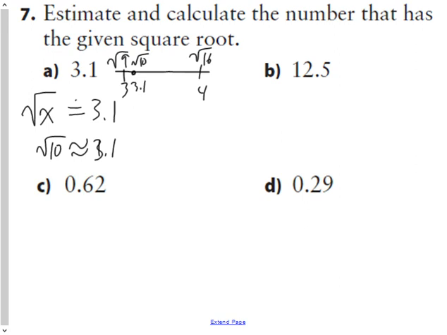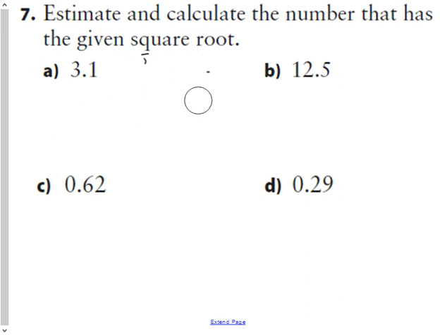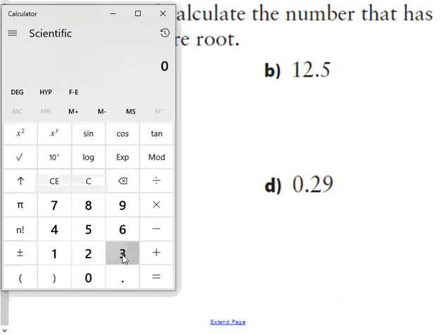If I wanted to figure out the actual answer, instead of saying the square root of 10, I could take my calculator and, without estimating, calculate 3.1 squared, or multiplied by itself, which is 9.61.